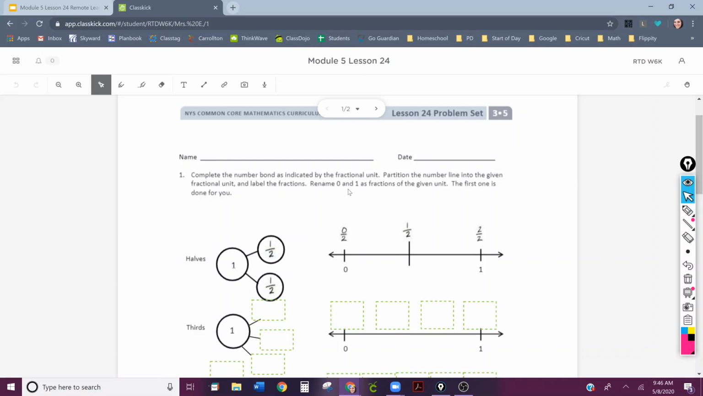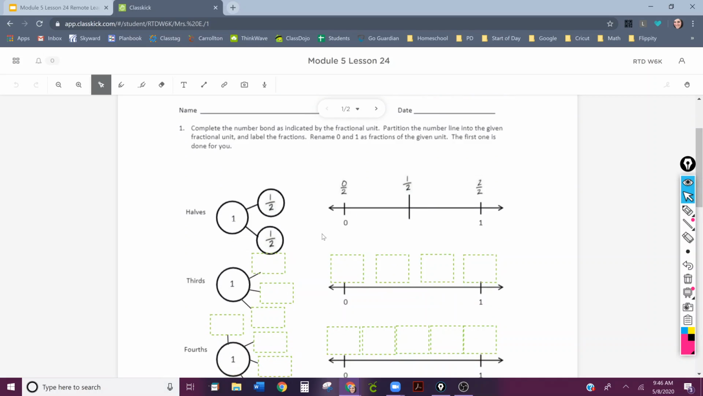Then it says rename 0 and 1 as fractions of the given unit. So we have our 0 and our 1 down here, and we made sure to make 0 halves and 2 halves, which is the same as 1 whole. Then it says the first one is done for you. So that's the example of what you want yours to look like.